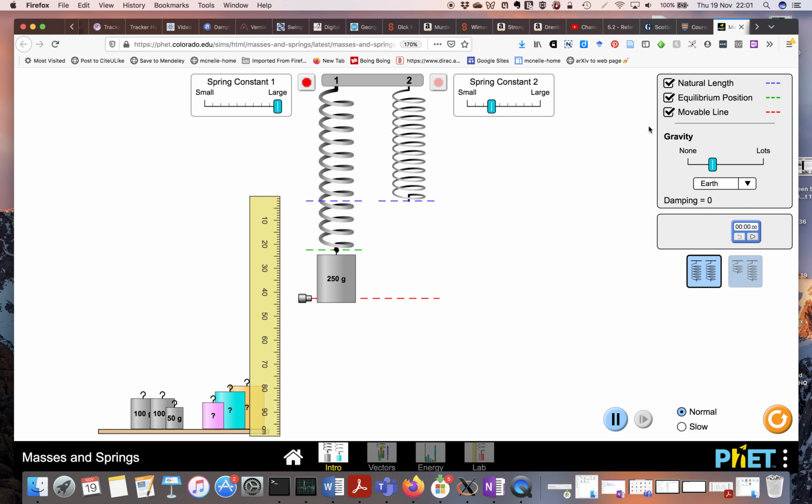As I say, we're only looking at this spring, and we're looking at Earth. I recommend you think about the natural line, equilibrium position, and movable line. So the first part is measuring Hooke's law, where you measure the extension of the spring. There's a little timer in here.